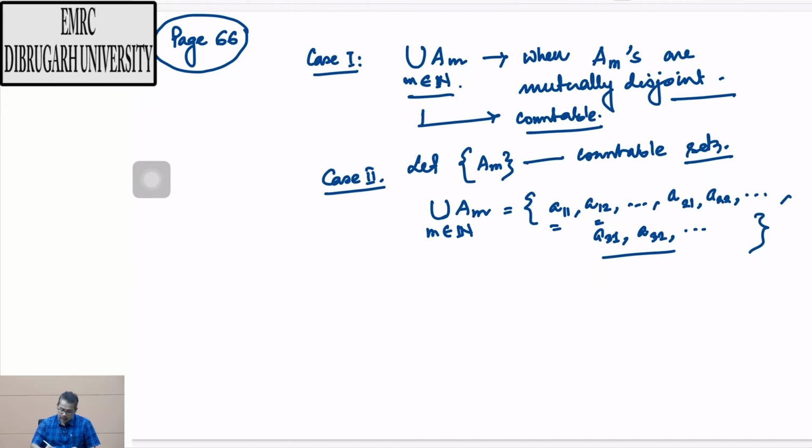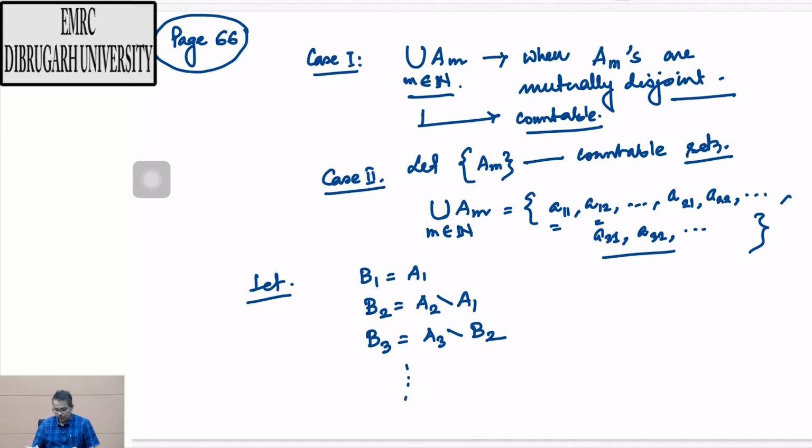Therefore, we take a different collection of sets: let B1 be A1, B2 be A2 minus A1, B3 be A3 minus B2, and so on. Then what we obtain is that the union of B_m, m from the set of natural numbers, is the same as the union of A_m, m from the set of natural numbers.